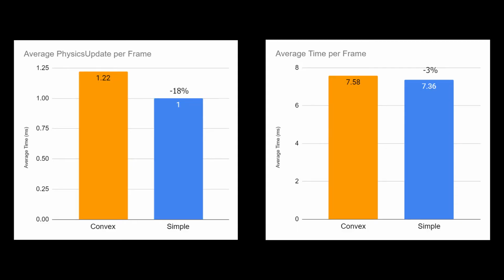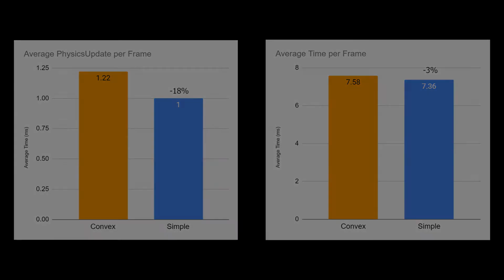Only about a 3% improvement. And yeah, optimizing is usually about finding lots of small improvements and improving that frame rate bit by bit. But you know, I was hoping for a little bit more here.